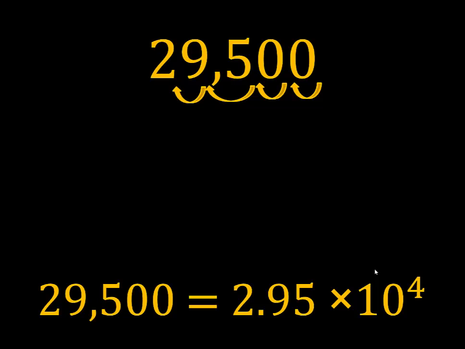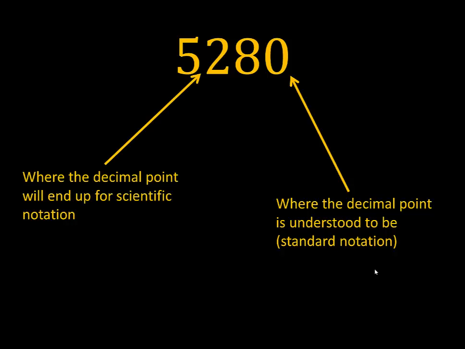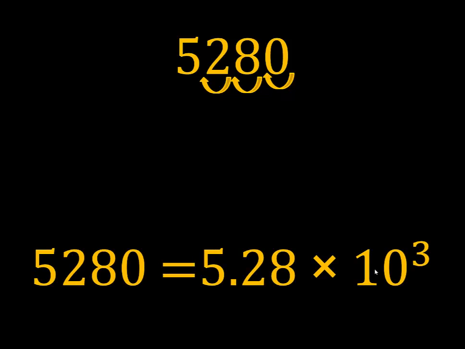Let's do another one. This is the number of feet in a mile. Let's put that in scientific notation. There's where the decimal point is understood to be. That's where we'll want it for the scientific notation. How many places do we have to move it? You can see 3 times there. So this will have to be 5.28 times 10 to the third. Now let's look at some small numbers and see what happens in those cases.